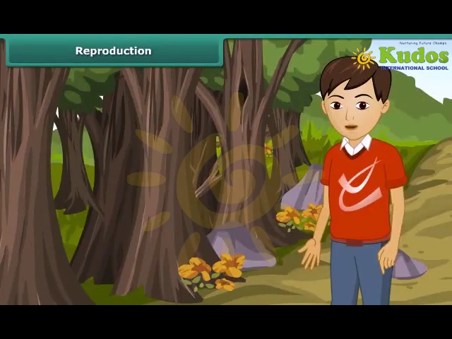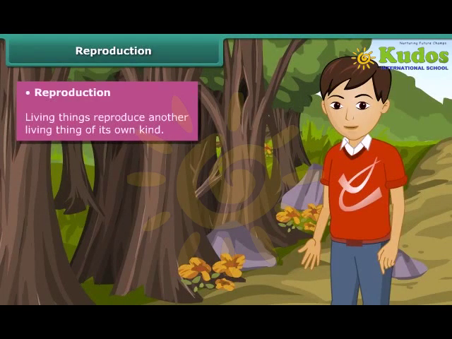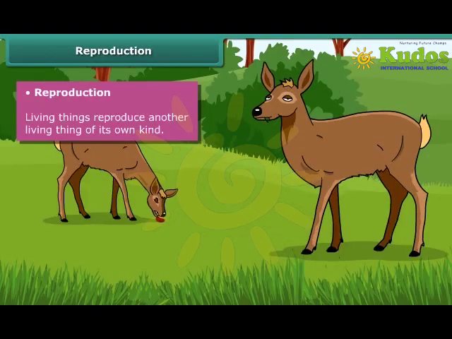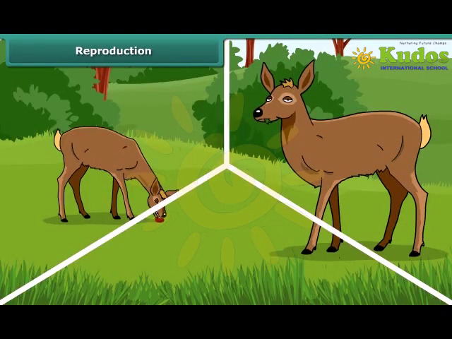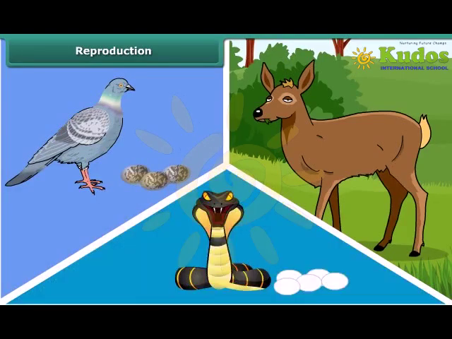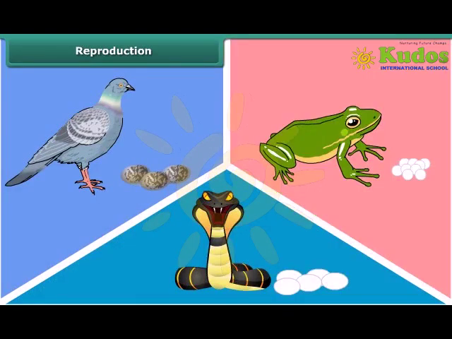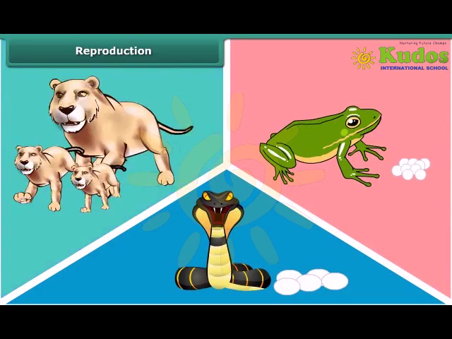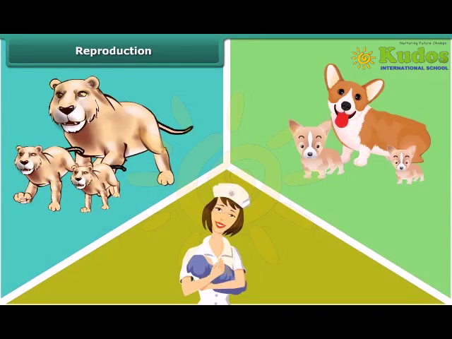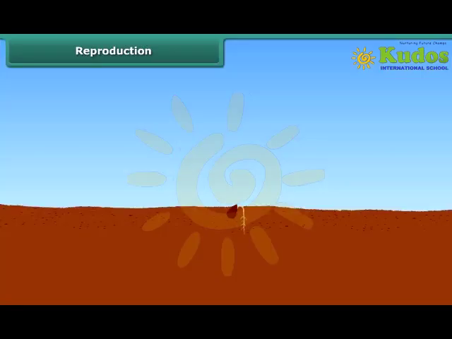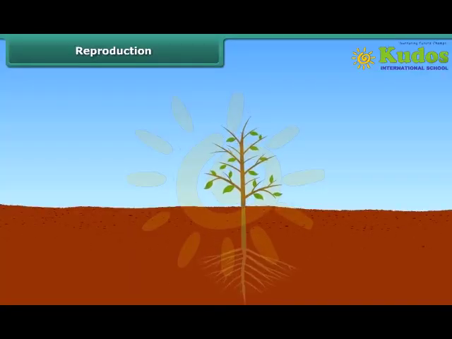A very important characteristic of living things is reproduction. All living things have the ability to reproduce another living thing of its own kind. Animals like pigeons, snake, and frog lay eggs, while some animals like lion, dog, and human give birth to young ones of their own kind. Plants reproduce through seeds or some other parts of the plants.